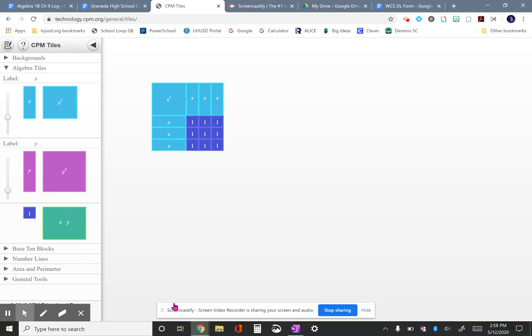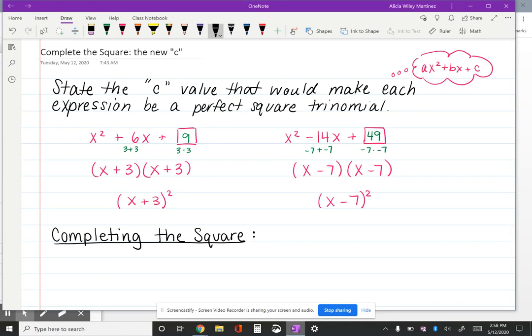And what I did to get that is I took that value of 6 and I divided it by 2. Remember, divided it into 2 parts, gave me 3. And if I square that number, I will get this value here. So that's exactly what we're going to do to complete the square.